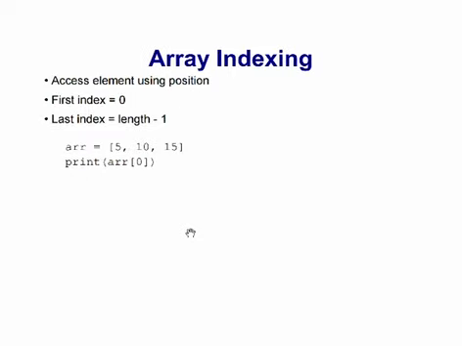And next we are moving to array indexing. What is array indexing? To access elements in an array, we use indexing. The first element has index 0. So here, 5 is at index 0, 10 is at index 1 and 15 is at index 2. So if I say print array 0, what will be the output? 5 will be the output.